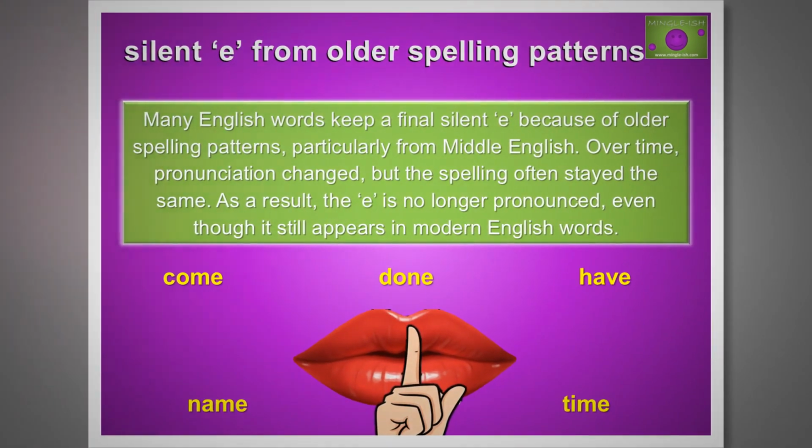Many English words keep a final silent E because of older spelling patterns, particularly from Middle English. Over time, pronunciation changed, but the spelling often stayed the same. As a result, the E is no longer pronounced, even though it still appears in modern English words. As in, come, done, have, name, and time.